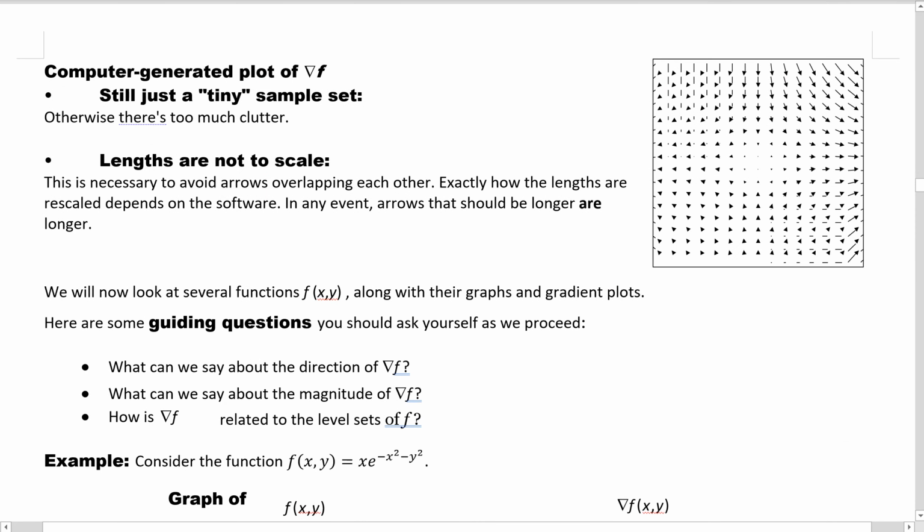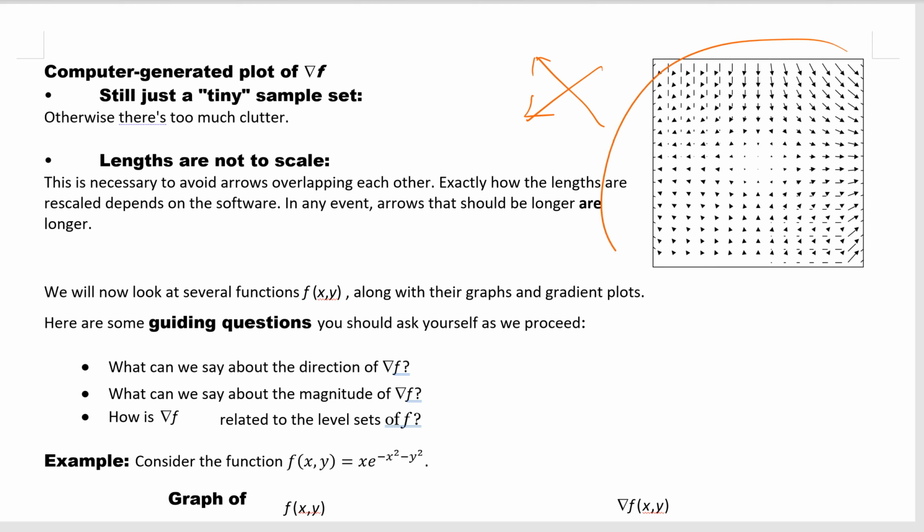So still we have a tiny sample set, right? Otherwise it's too much clutter. Okay, the lengths are not to scale, so this is necessary to avoid arrows overlapping each other. Because you don't want to have the case like what we did. You don't want them to overlap. And exactly how the lengths are rescaled depends on the software. In any event, arrows that should be longer are longer.